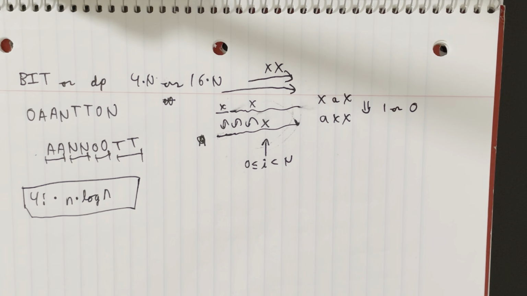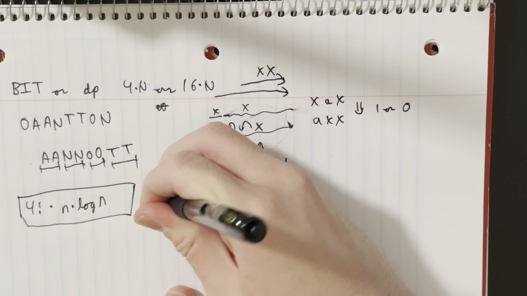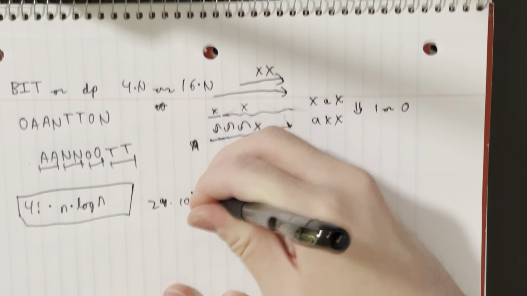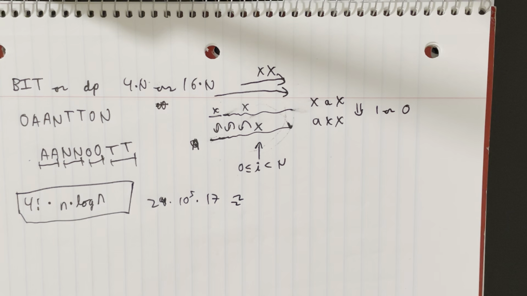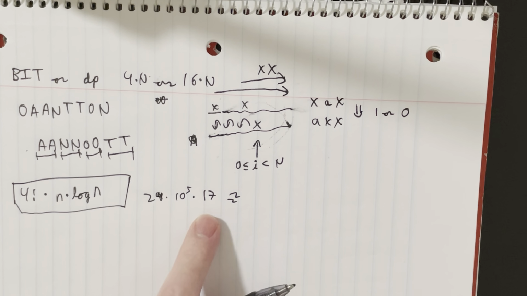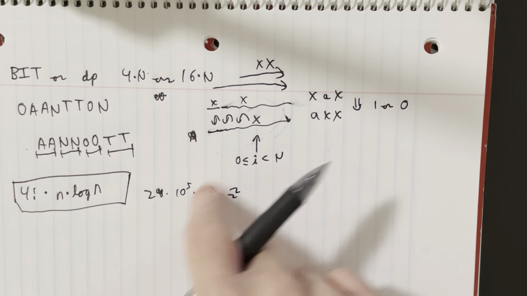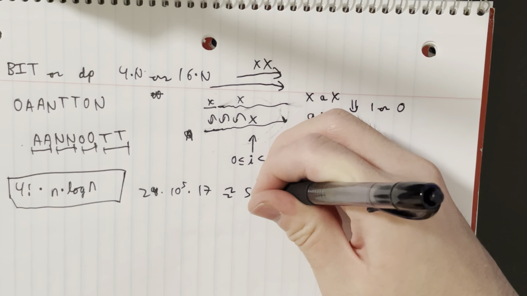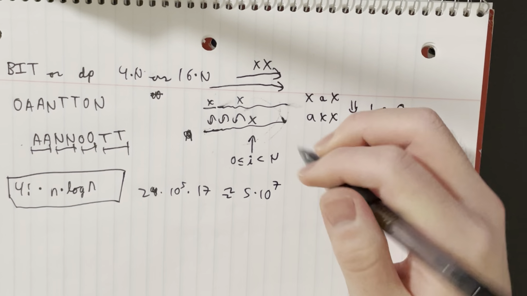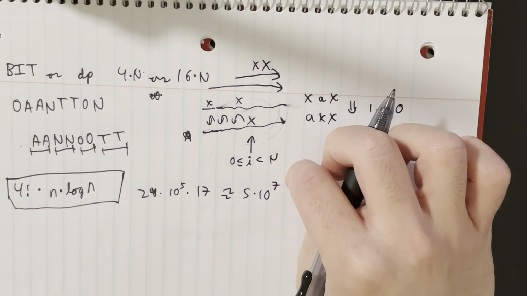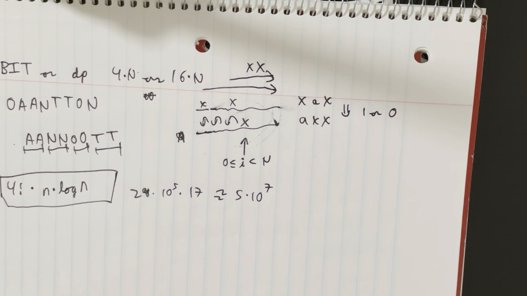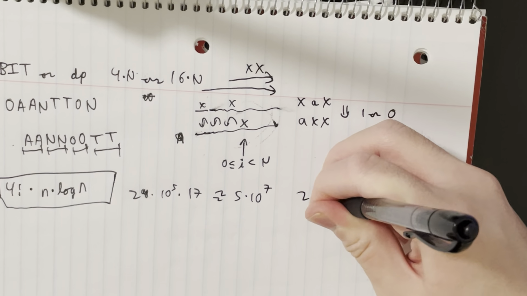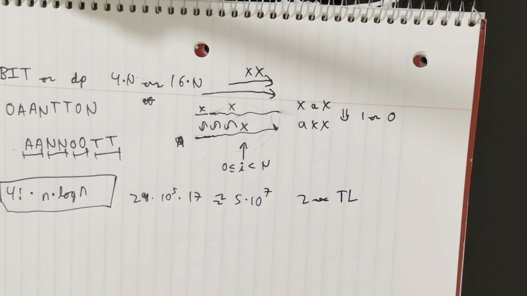Because n is 10 to the 5, it's roughly 24 times 10 to the 5 times about 17. This is about 2.4 million... no, 24 million times about 17, so roughly 50 million, like 5 times 10 to the 7. It's actually quite a bit less than this, but this is just a very rough estimate. And 50 million is generally okay for a 2-second time limit. So that was my explanation for problem D.